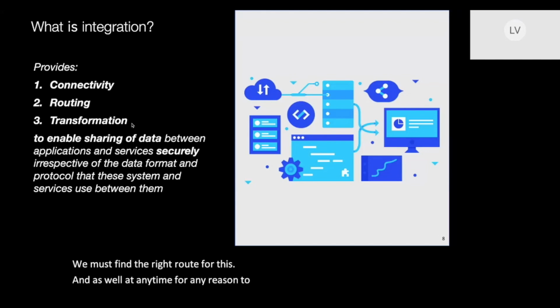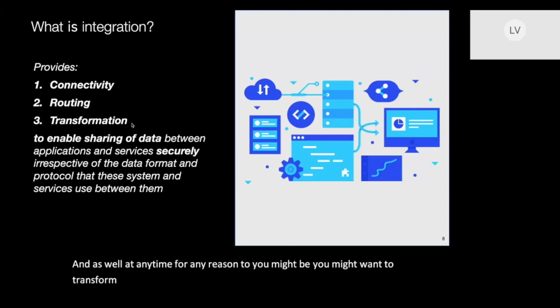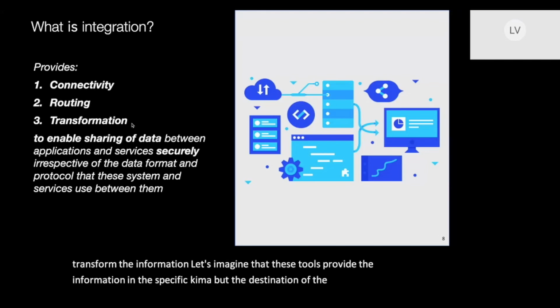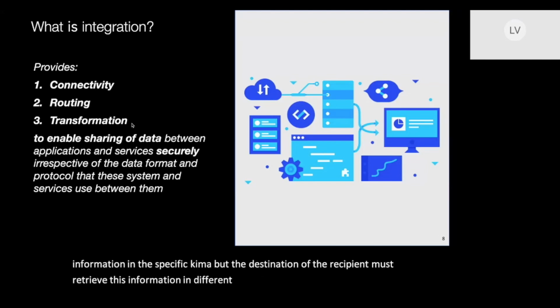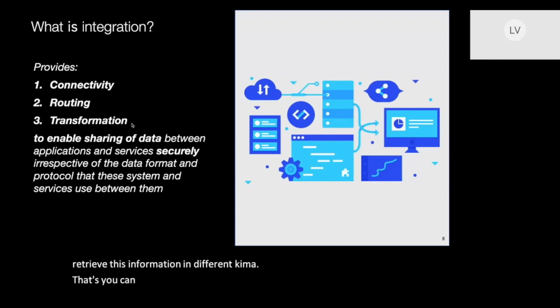Let's imagine that the source provides the information in a specific schema, but the destination or the recipient must retrieve this information in a different schema. You can transform this to make this data consumable by the recipient.